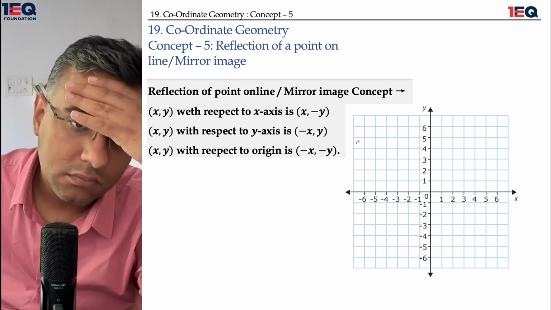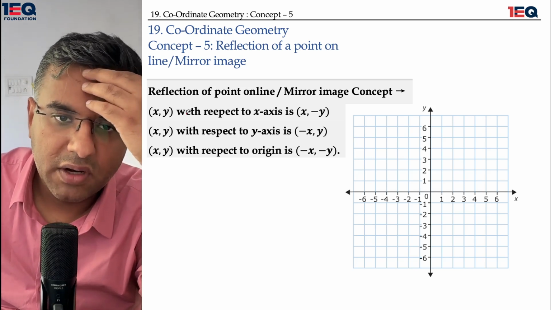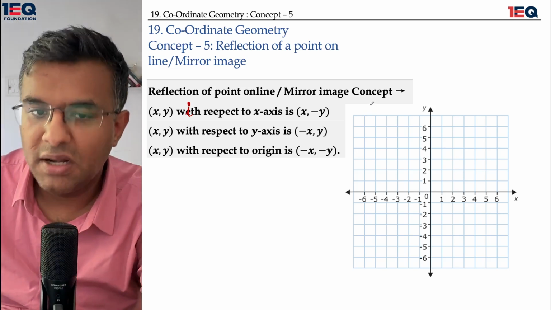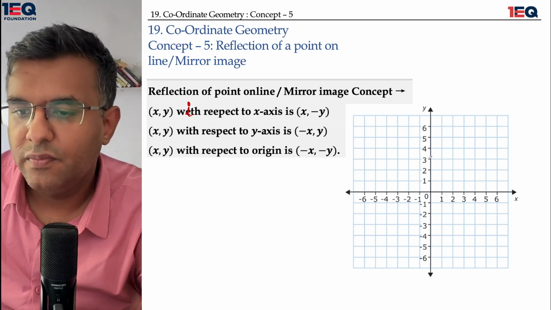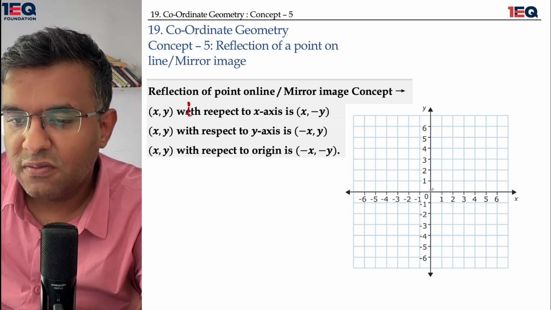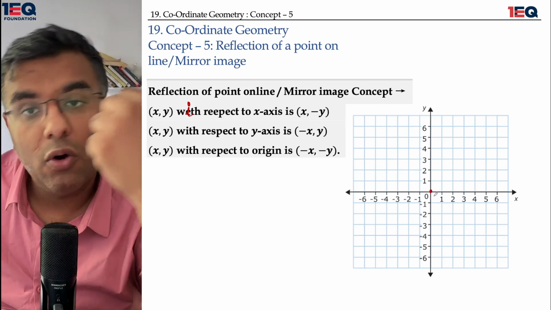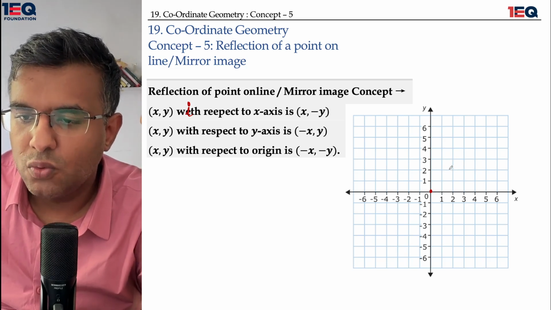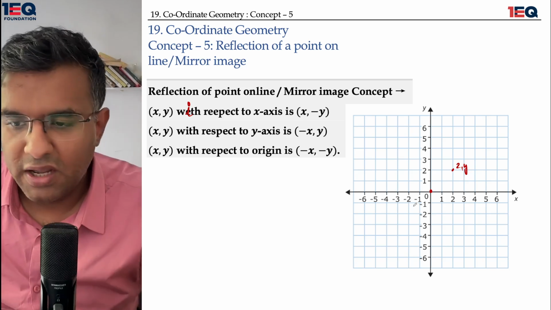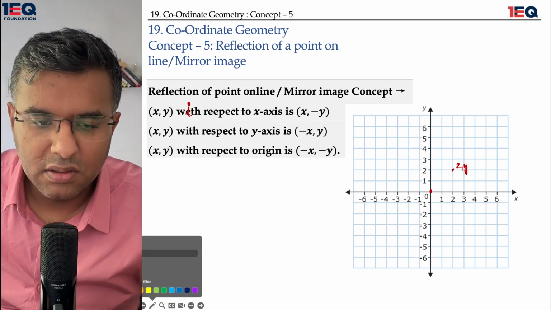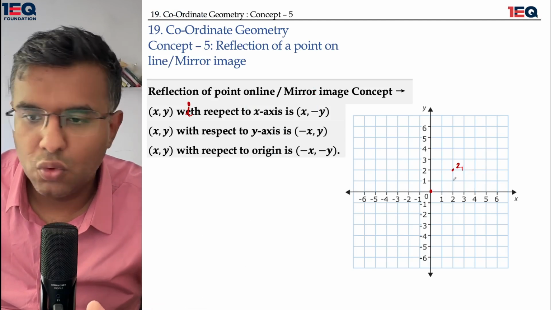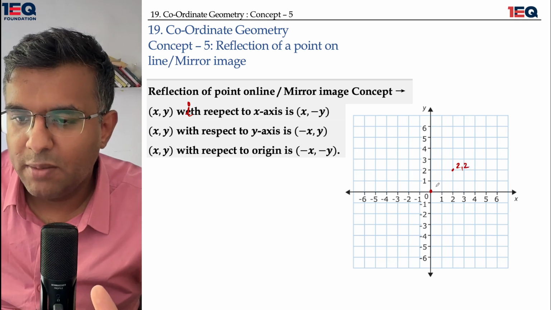Now, when we are talking about reflection of a point, this question has appeared multiple times in the examination. Whenever we talk about reflection of a point with respect to the origin, what do we mean by that? If I'm talking about 2 comma 2, okay, this is the point 2 comma 2. I've written y by mistake. This is the point I'm talking about.